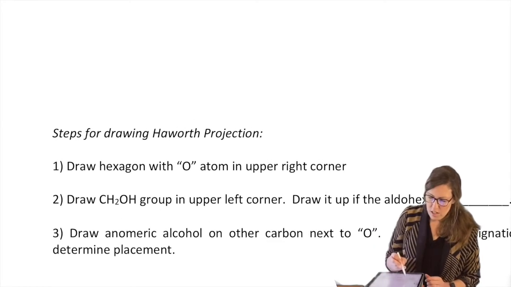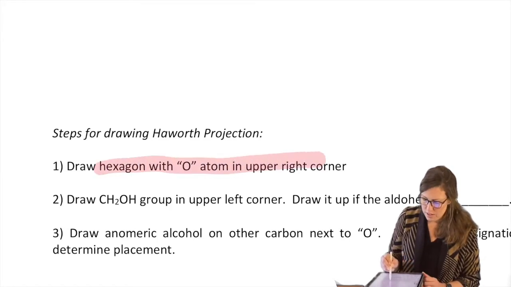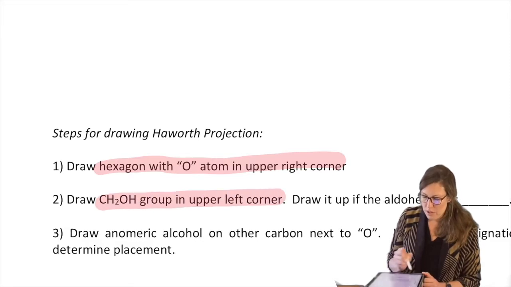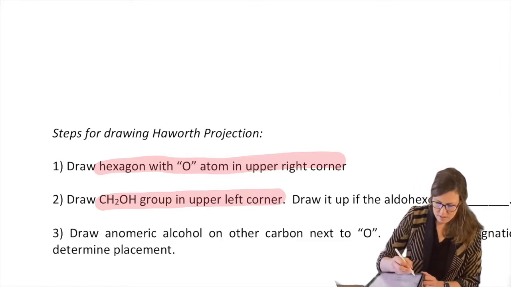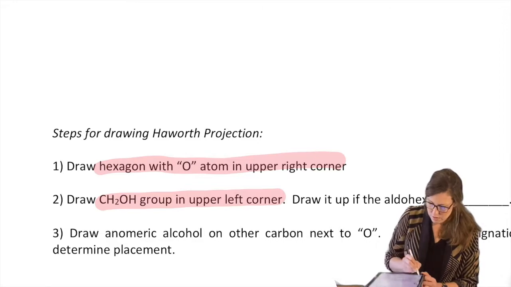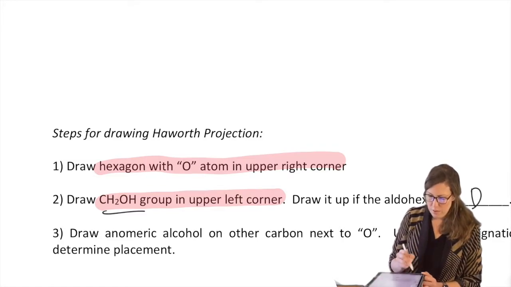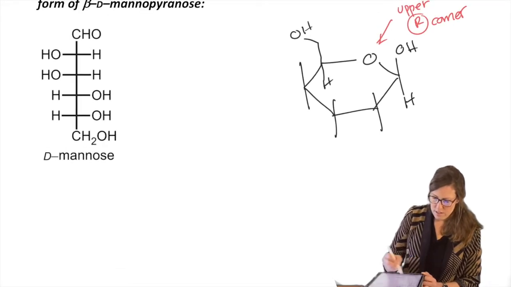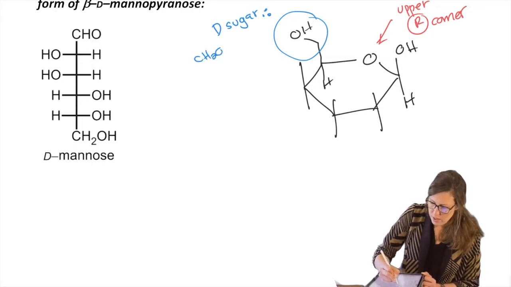So always draw your hexagon with the oxygen atom in the upper right-hand corner. I guess I can highlight, that's okay. Draw your CH2OH group in the upper left-hand corner. If the aldohexose is D, they are up. Here we go, D. If it is D, that CH2OH will be up. What did I mean by that? That means right here, the CH2OH must be up if it's D. So let's write that rule down here as well. D sugar, therefore CH2OH is up.